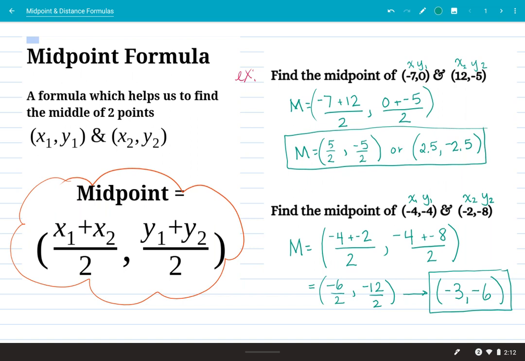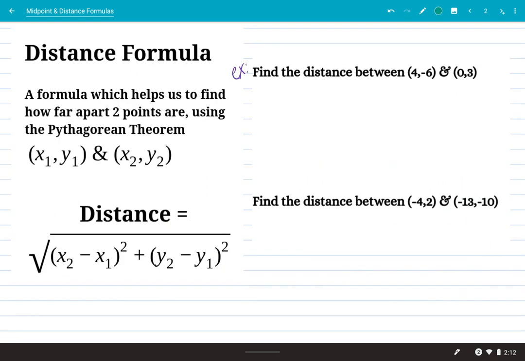The next one we're going to do is the distance formula. This one, again, we are going to be labeling, but it is a little bit bigger formula. The distance formula is just trying to figure out how far apart the 2 points are. What is the distance? If you look at the formula below, we're going to take the square root, and usually on your calculators, you're going to have to do a second and then the square root button.